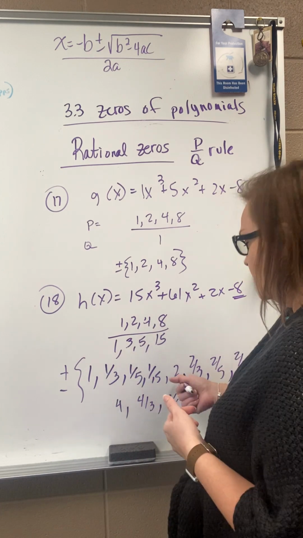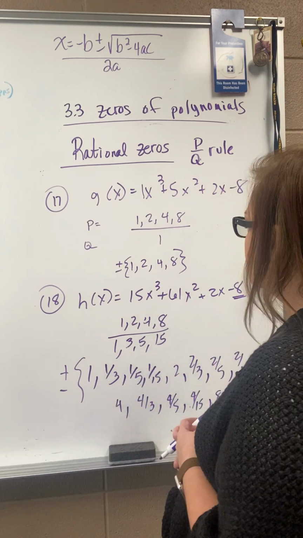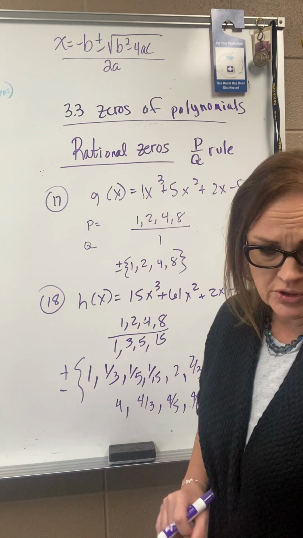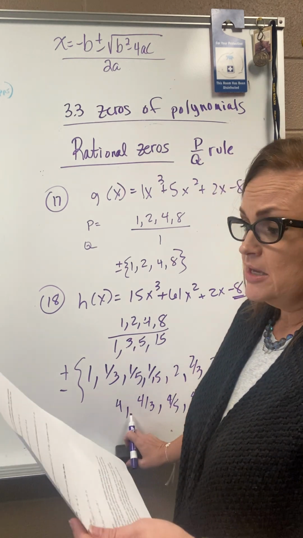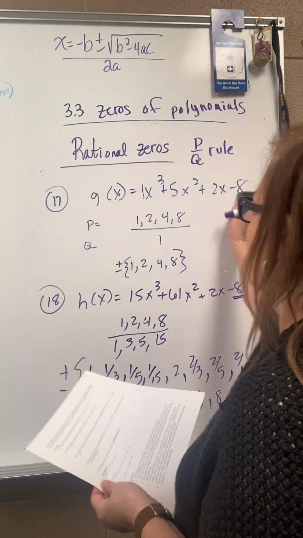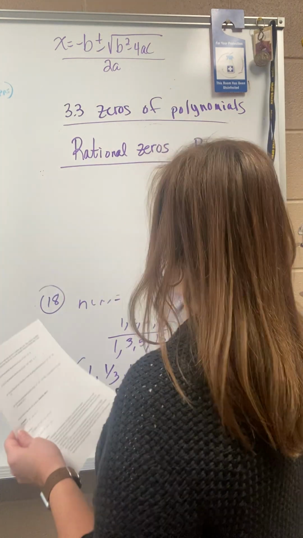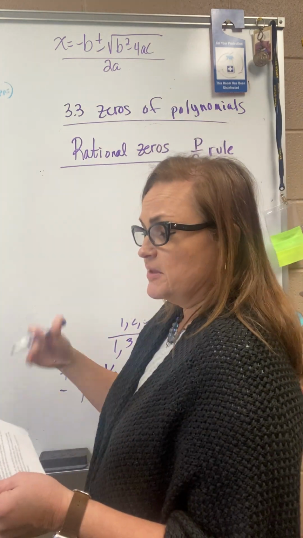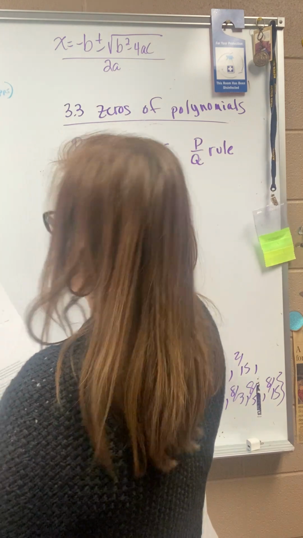It gives you a clue to get you started. But that would be the list that we would start working through. Okay, number 19, we're going to actually factor this one. So we're going to use our theorem, but then carry it on to factor.